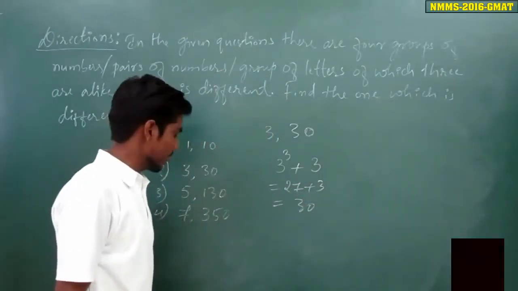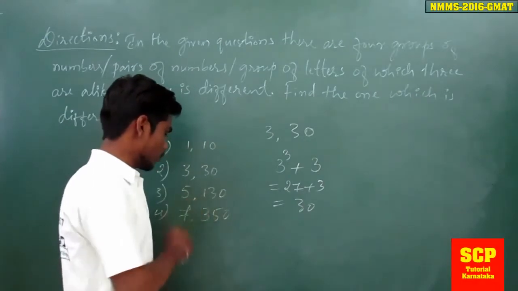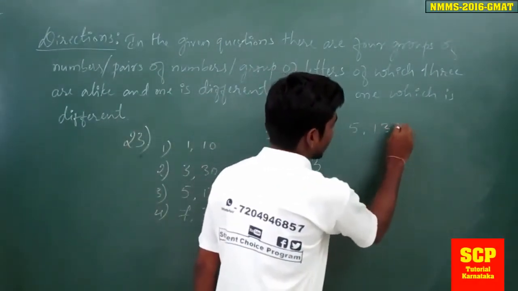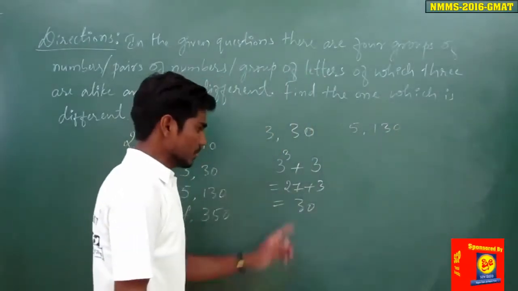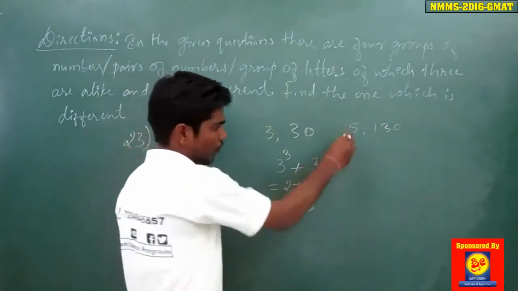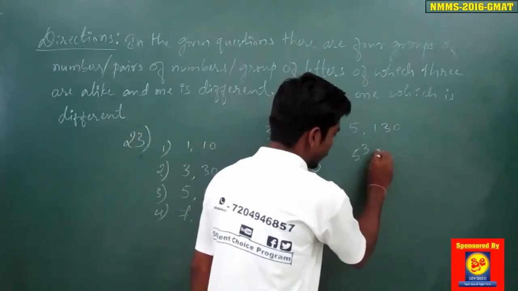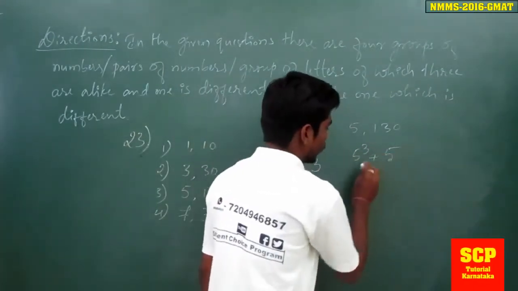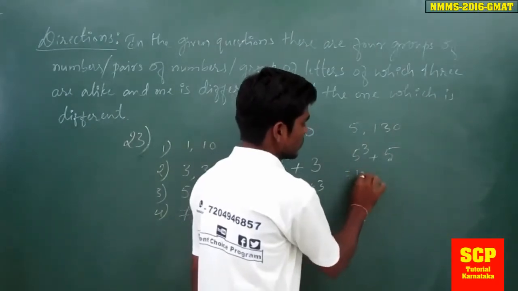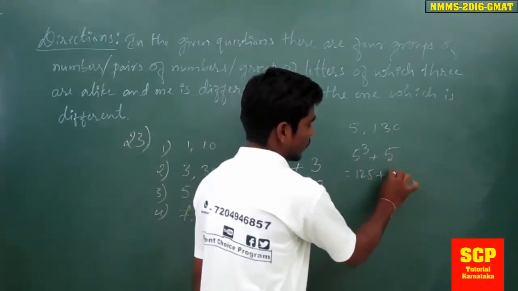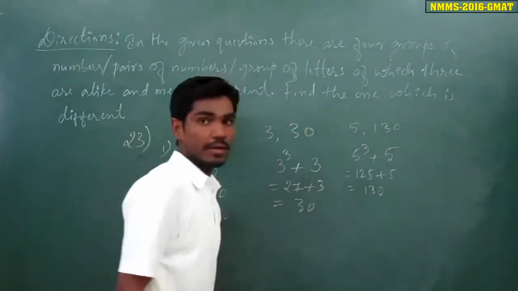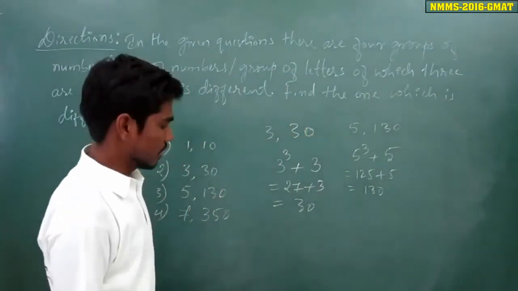Okay. Next, consider this number 5 and 130. Now I will use the same relation, that is cube of 5 plus the same number itself, that is 5. Now cube of 5 is what? 125 plus 5 gives 130. Okay, gives us what? 130.